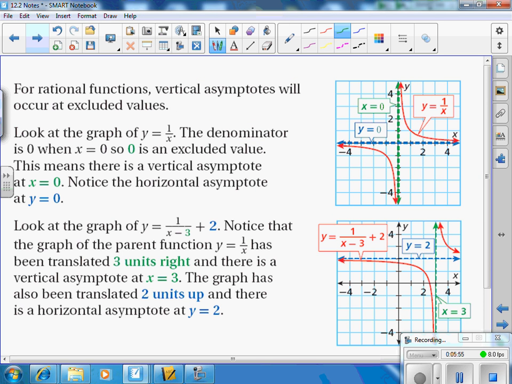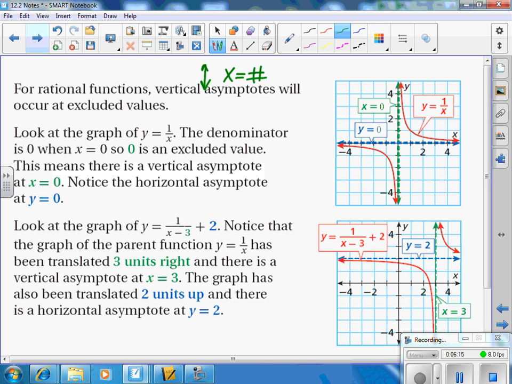So we can find the asymptotes by just taking a look at our equations. For rational functions, your vertical asymptotes will occur at the excluded values. Remember, vertical are up and down. They have equations like x equals a number. So those are our excluded values.